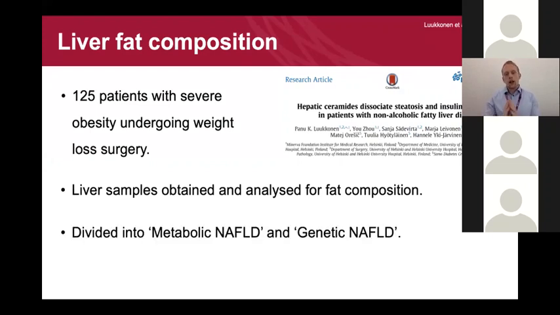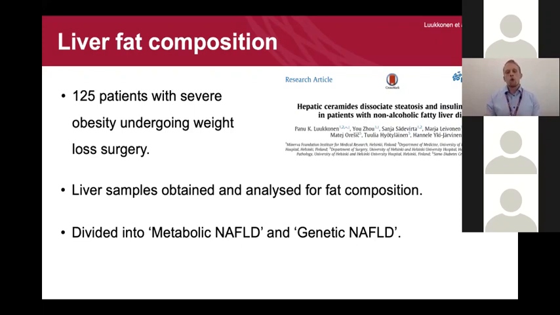The authors divided the patients into 2 different groups. The first was what we call metabolic NAFLD. This is the NAFLD that we've been talking about before, where people have a fatty liver and also metabolic health complications, such as insulin resistance, high blood sugar, high blood pressure, and a greater risk of cardiovascular disease.